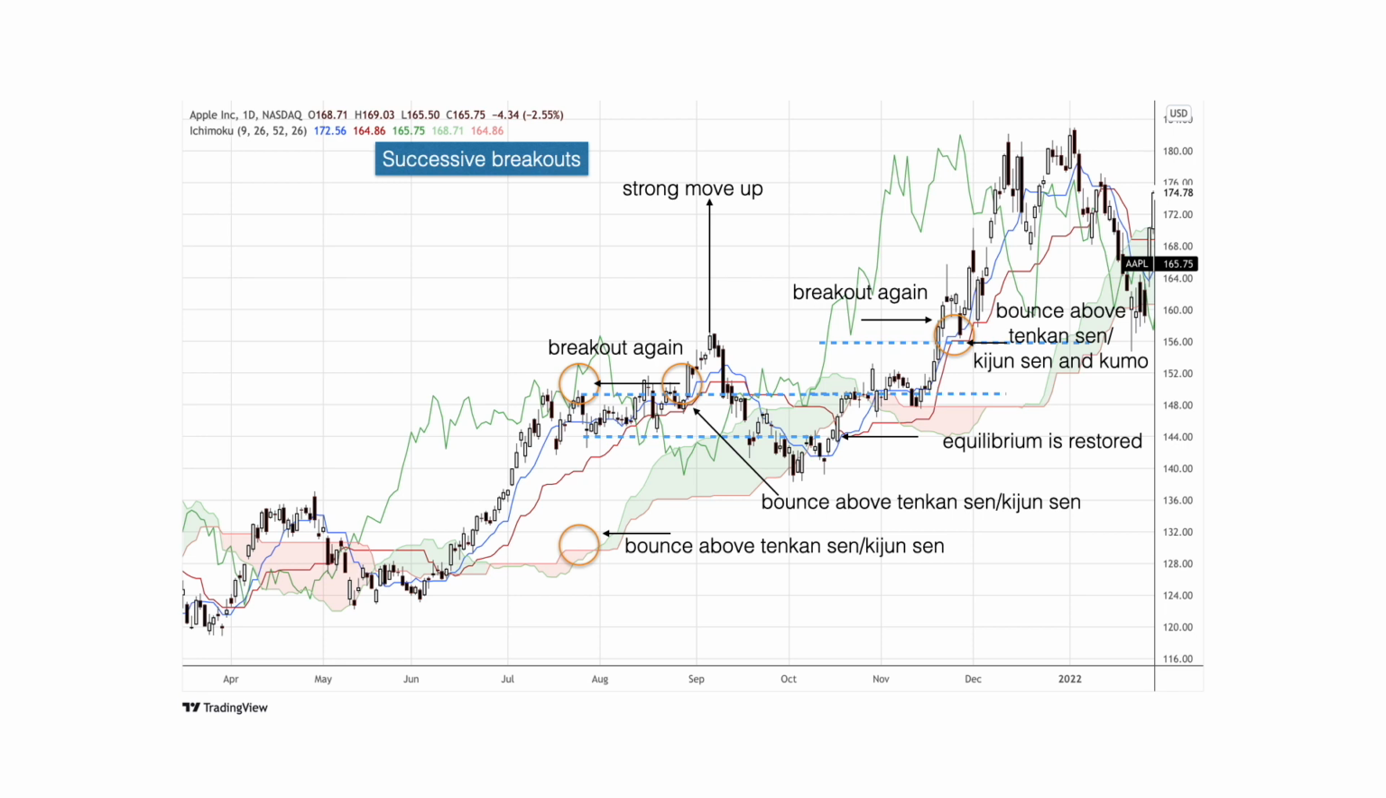Price made successive breakouts afterwards. After prices bounced on top of the Tenkan-sen and Kijun-sen lines, it made strong moves upward. Now at this point, the move was overextended.